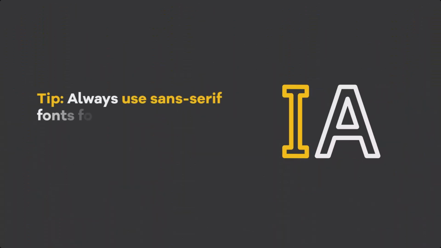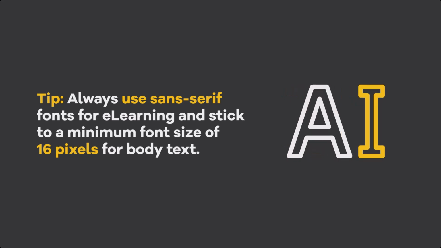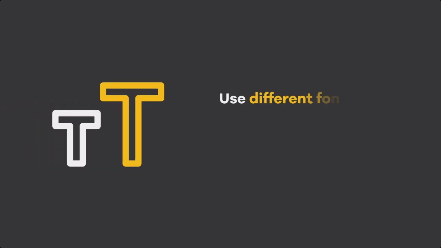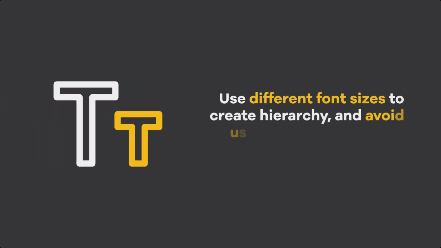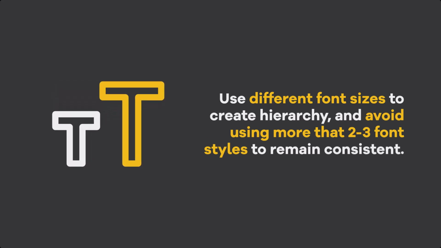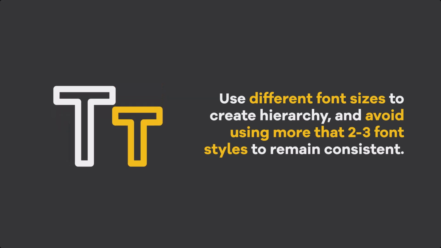When designing e-learning, always use sans serif fonts and stick with a font size of at least 16 pixels for body text to ensure easy reading. Use larger font sizes for headings to create a clear visual hierarchy and guide learners' attention. Avoid using more than 2 or 3 font styles in one course to maintain consistency, and avoid overwhelming the learner.